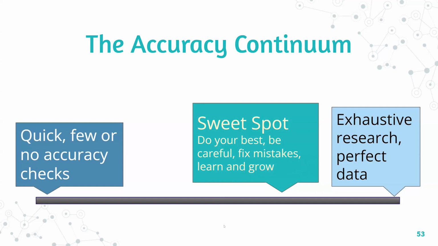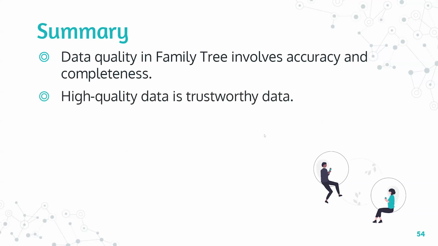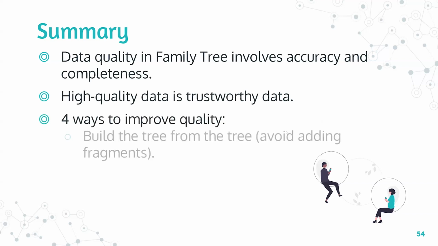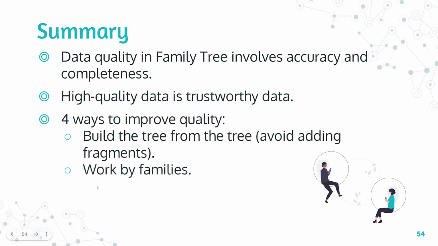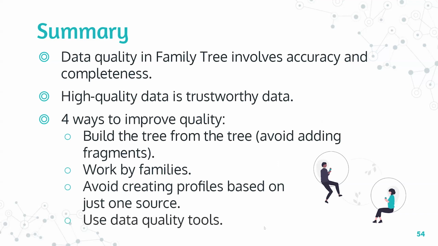So that brings us to the end of our webinar today. Wow, we're right on the hour, so that's good. By way of summary, we talked about how data quality in Family Tree involves accuracy and completeness. High quality data is trustworthy data, and that's what we want. We want to be able to trust it. We talked about four ways to improve quality: build the tree from the tree and avoid adding fragments, work by entire families so that you have the context, avoid creating profiles based on just one source, and use data quality tools to help you improve quality.